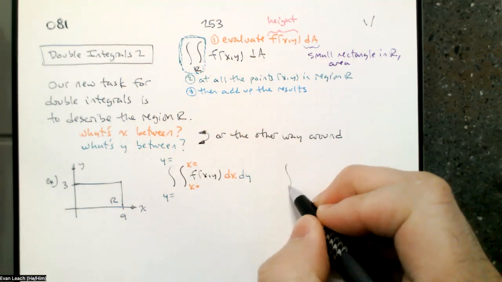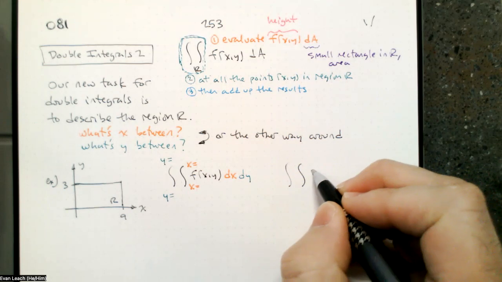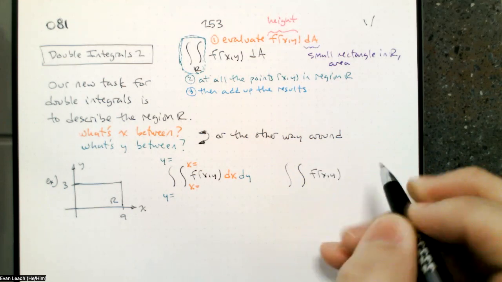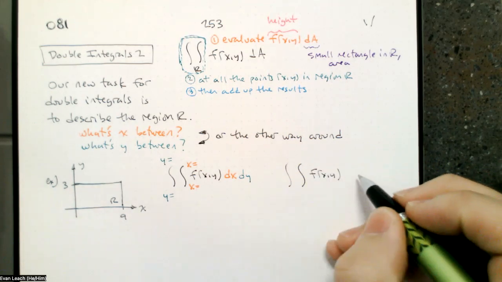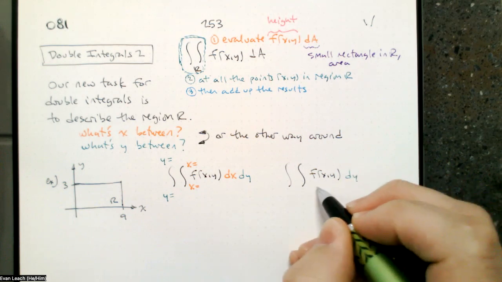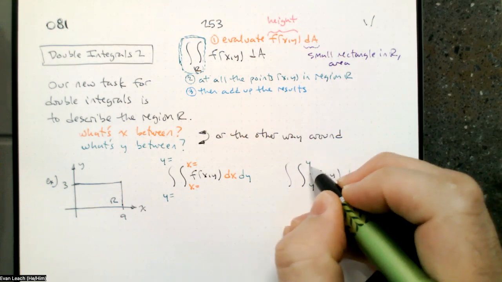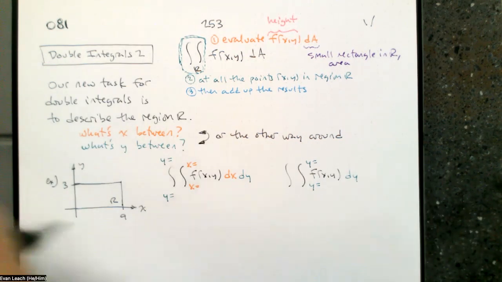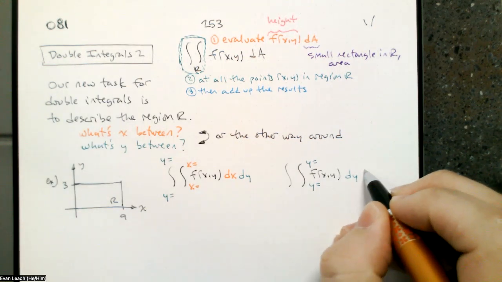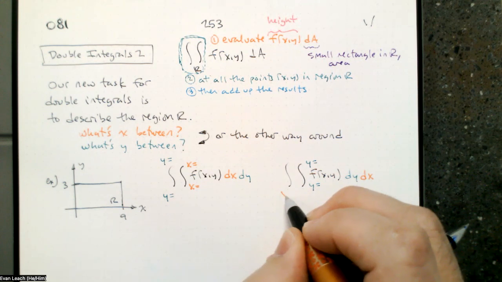Or we can write the double integral in the other direction. Other order. Start with the inner one being what's y between, and the outer one being what's x between.